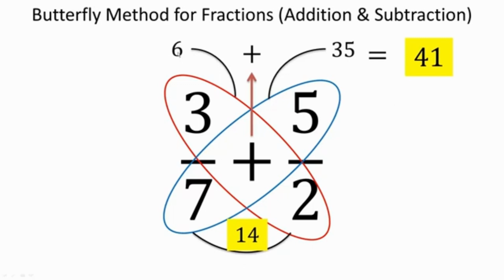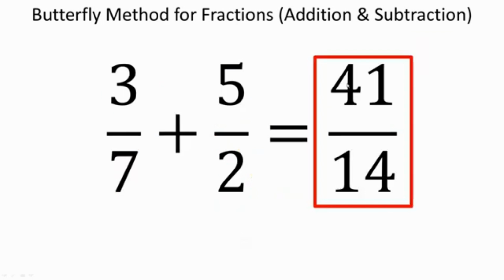Next, we add the top part, 6 plus 35, and we would get 41. The bottom part remains the same, 7 times 2 is 14. So we get 41 over 14 would be the final answer for 3 over 7 plus 5 over 2.